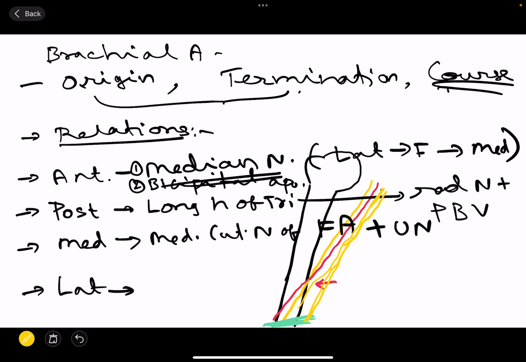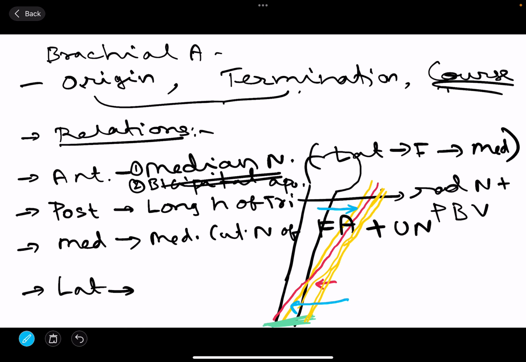And in the lower part, what lies medial to the brachial artery is the median nerve, which you can tell looking at this. So here is the median nerve that becomes medial in the lower part. In the upper part, the median nerve is lateral to the brachial artery. You can see the yellow line, which represents the median nerve, runs lateral to the brachial artery, that's the red line, in the upper part. In the lower part, the yellow line goes medial to the red line. Okay, so that's the medial relation.